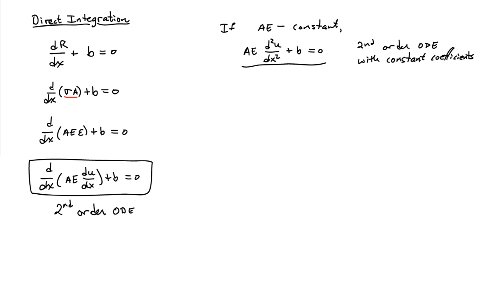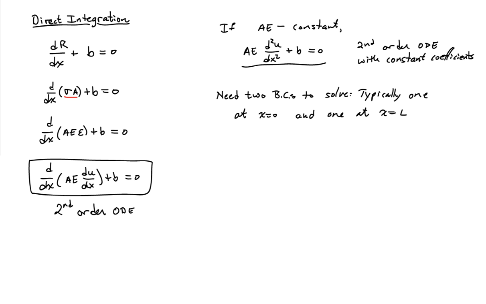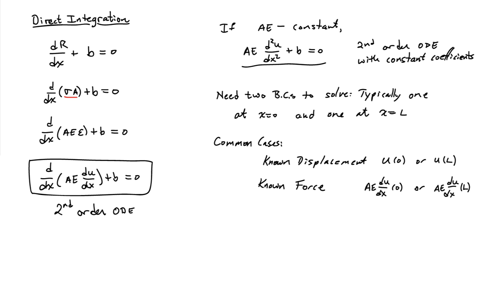Now, if AE happens to be a constant, I can pull it out from inside that inner derivative, and I have this slightly simpler looking equation, AE times two derivatives of u plus b equals 0. And so this is a second order ordinary differential equation with constant coefficients. To solve these types of equations, you need two boundary conditions. You typically take one from the left side of the bar and one from the right side, so one at x equals L and one at x equals 0. And those two conditions allow you to solve for the two constants of integration that you'll get when you integrate the second order ODE.